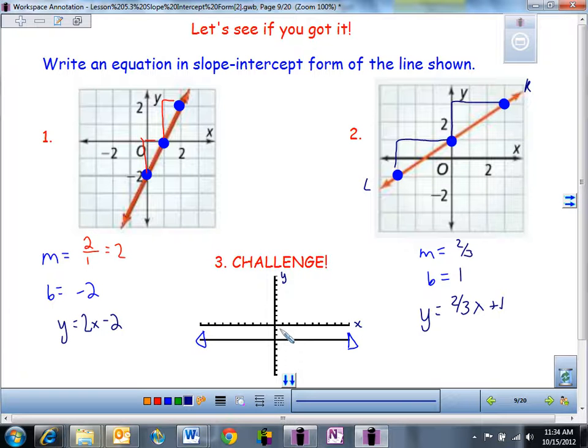So these little tick marks, that's a 1, a 2, and a 3. This is a horizontal line, so all of the y values on this line are equal to negative 3, so this would be your equation.